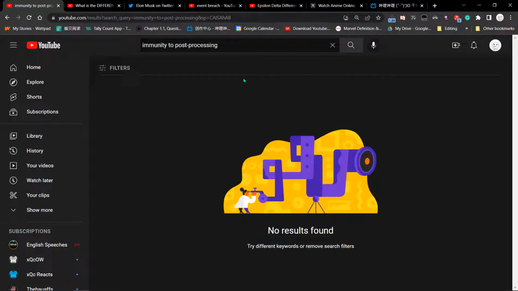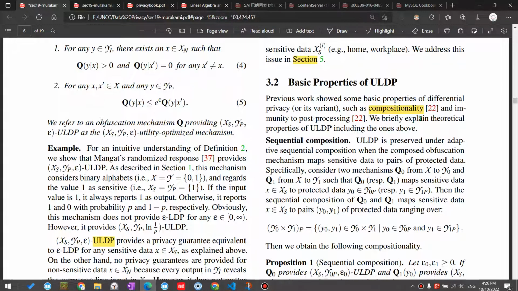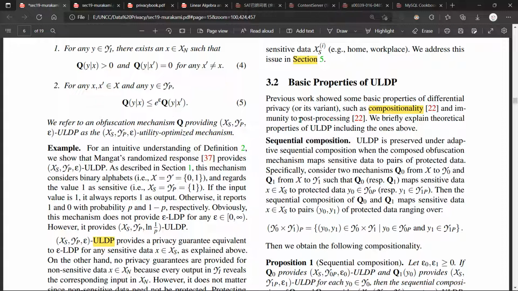Okay guys, what's up? So I'm looking for the answer of what is immunity to post-processing in data privacy, in local data privacy, right? So this is the property I just read here, the immunity to post-processing, right?